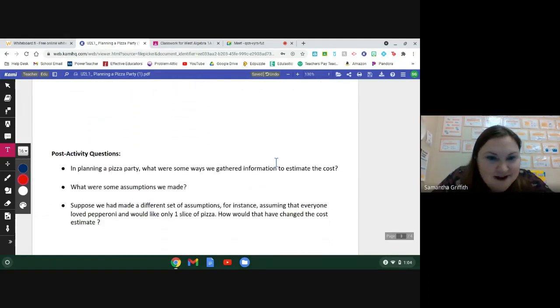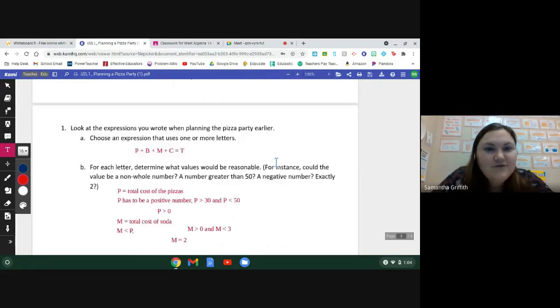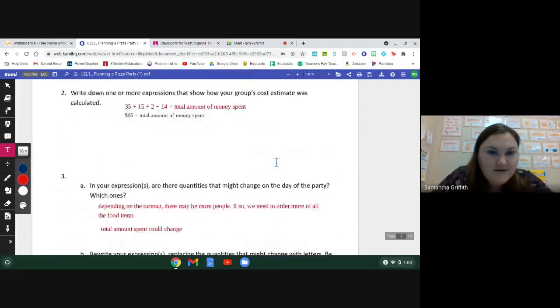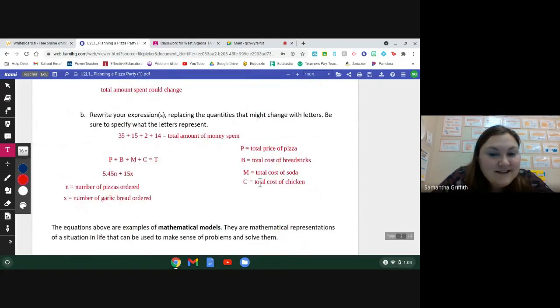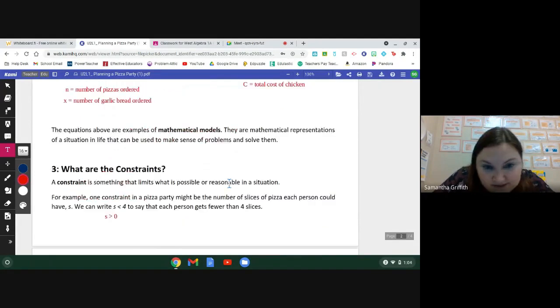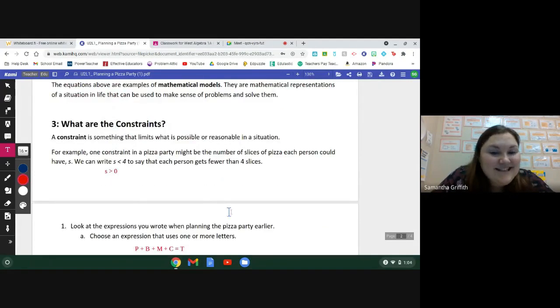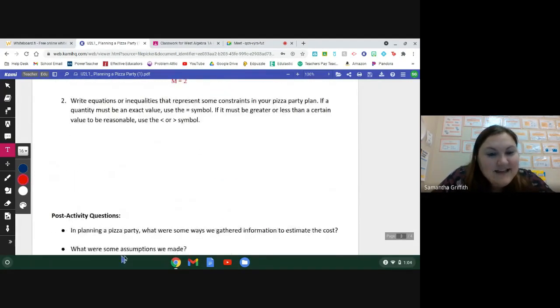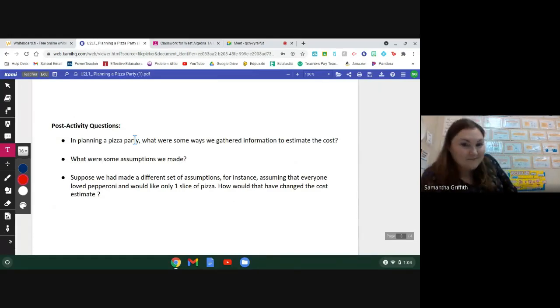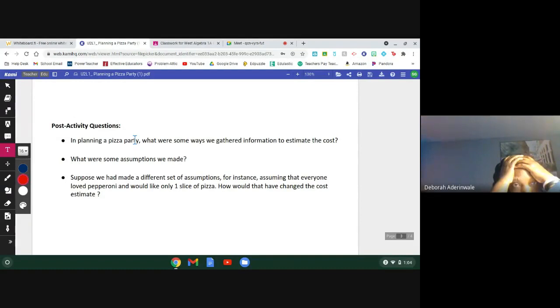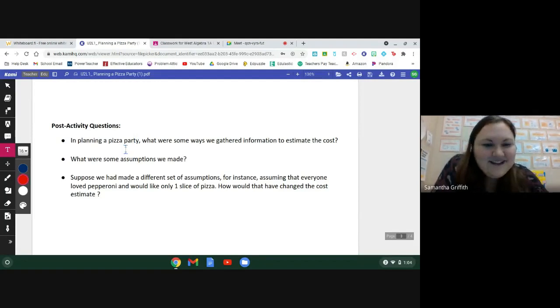To help us wrap up here, there were two major things we were focusing on. We wanted to focus on this idea of writing these expressions and equations with variables and talk about this idea of a constraint. In planning this pizza party, what were some ways we gathered information to estimate the cost? When you were giving me these numbers, where were these numbers coming from? From the cost of pizza. Yeah, how did you know that?